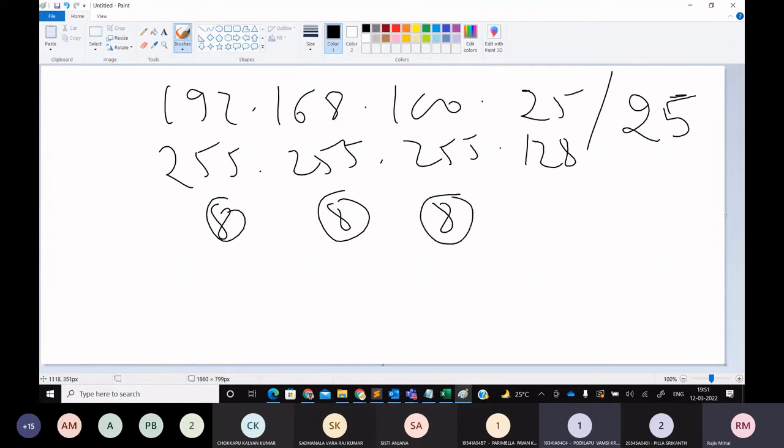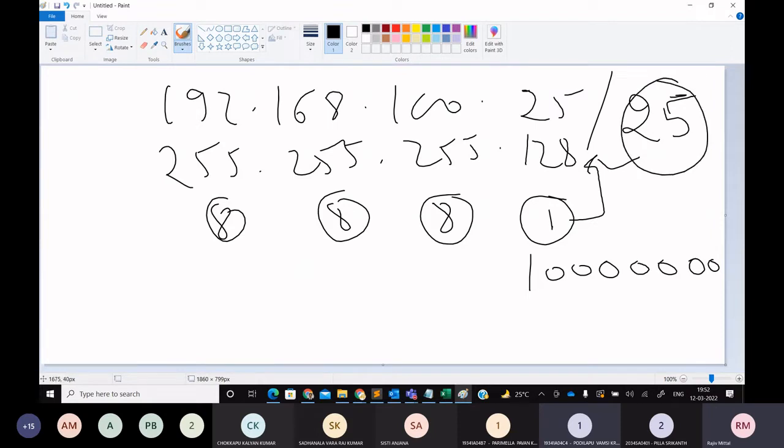That makes it 24, and 1 bit I have used here, so it makes 25. One is this. So this is 128 in decimal. That's how you make this subnet mask. Now up to here, if anybody has confusion, then I can repeat this concept again. How to do this?